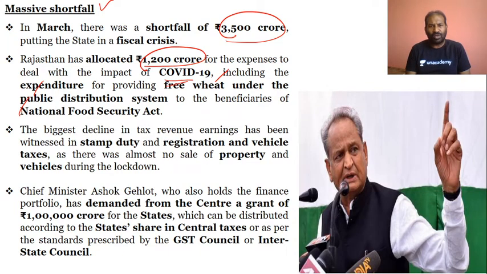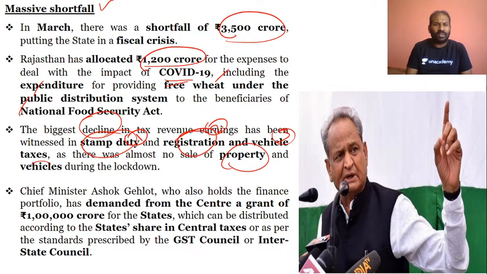So through the PDS system, the beneficiaries of the NFSA, that is the National Food Security Act. And the government says that it has its biggest decline in tax revenue, in regard to stamp duty, registration and vehicle taxes. There is a sharp decline in these tax revenues, and that is a financial woe for the Rajasthan government. There is no sale of property or vehicles, which is why the decline in tax revenues has taken place.